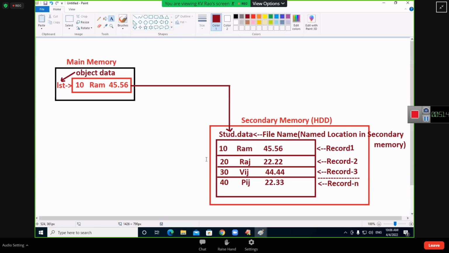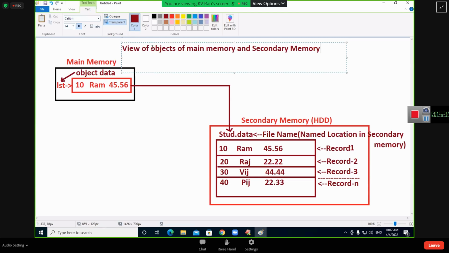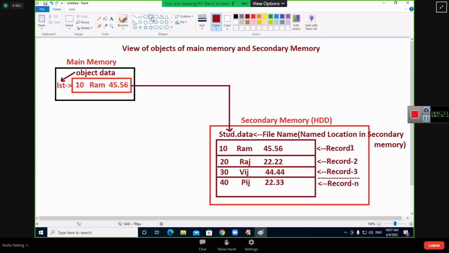After that, we are going to transfer the data. This is about the view of objects of which memory? Main memory. View of objects of main memory, and what memory? Secondary memory. View of objects of main memory and secondary memory.